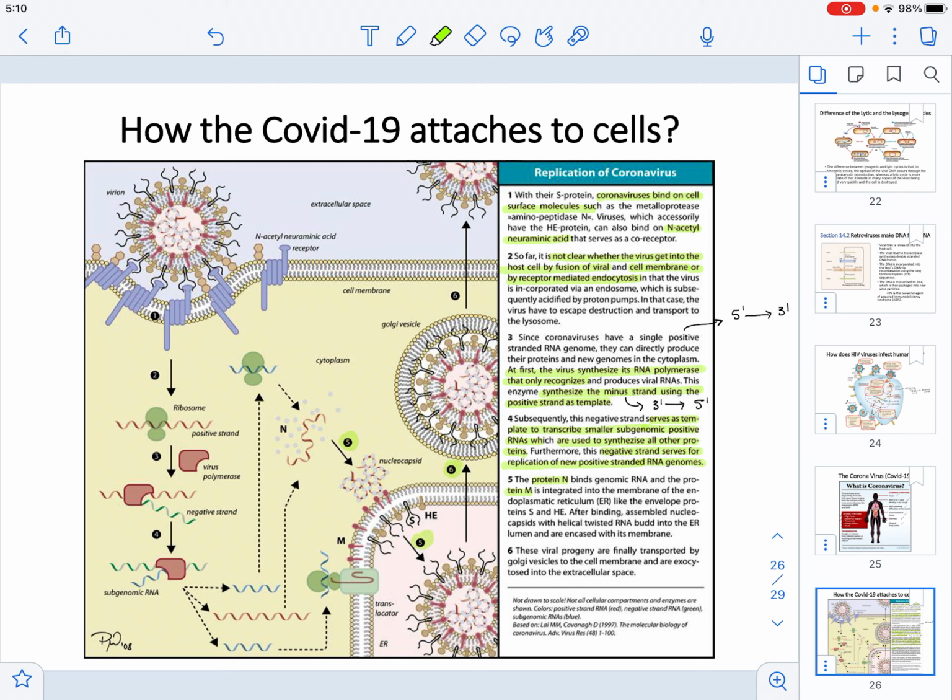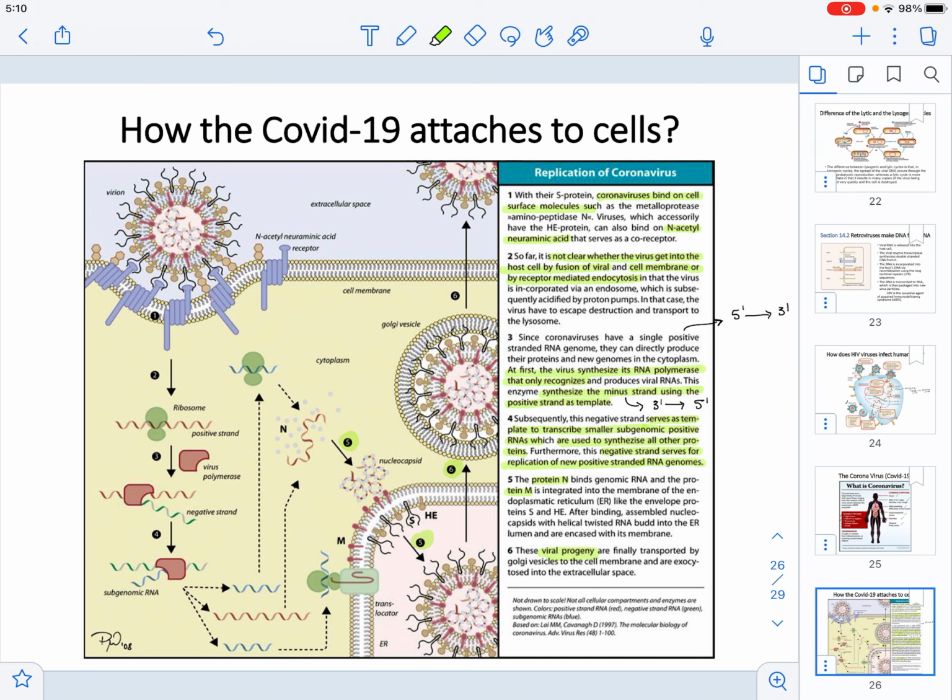Understand that in the final step of the replication of the coronavirus, the resulting viral progeny is transported by Golgi vesicles to the cell membrane, and they are going to be exiting the cell into the extracellular space, which means that that is outside of the cell.